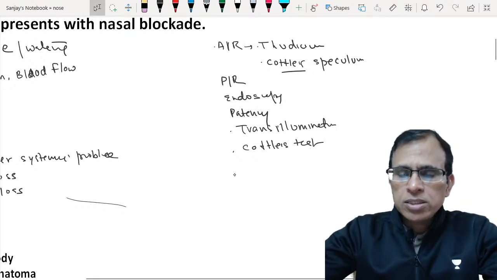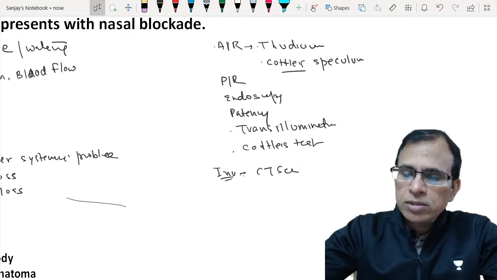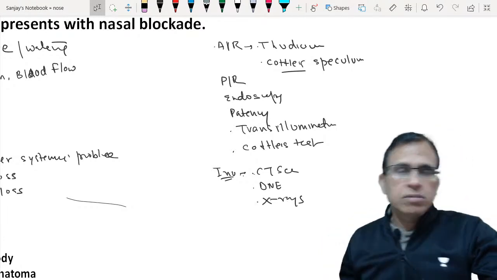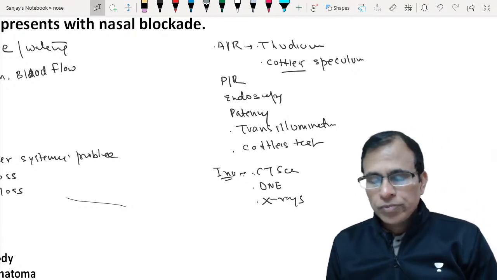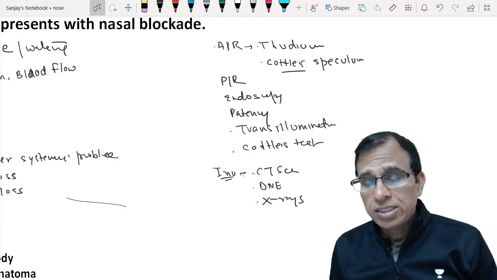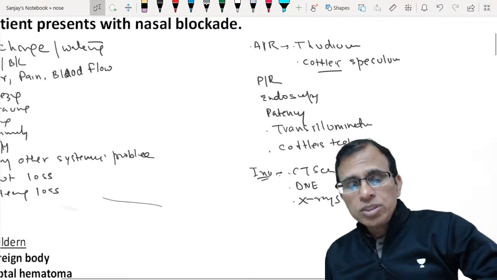And once you have done all this, you might have to investigate. Investigation, CT scan is very commonly done. DNE is diagnostic nasal endoscopy, and X-rays might be required. And we know about X-ray views. This is not the topic for X-ray views, but some other time we have to talk about X-ray views, because X-ray views of sinuses are very, very important from the exam point of view. So these are the main things.